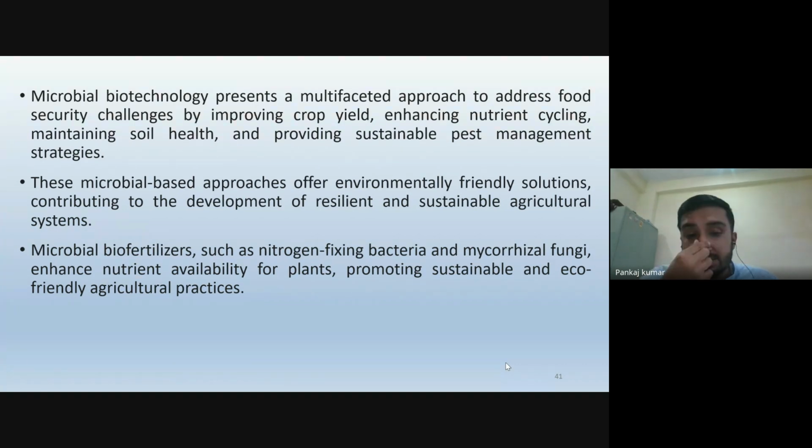So microbial biofertilizers such as nitrogen fixing bacteria and mycorrhizal fungi further enhance nutrient availability for the plant. So nitrogen fixing bacteria and mycorrhizal fungi, the plant and microbes association, commonly these microbial biofertilizers will enhance and promote sustainable and eco-friendly agriculture practices. So eco-friendly means that it is friendly to our nature, that we do not harm the useful species of animal or the useful species of insect. We only eliminate the useless species. So eco-friendly agriculture practices can be enhanced.